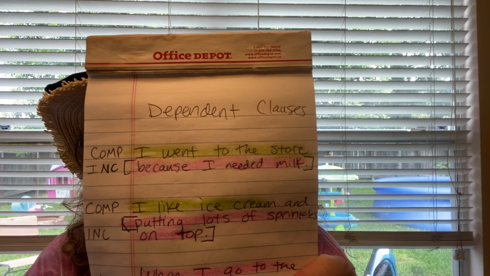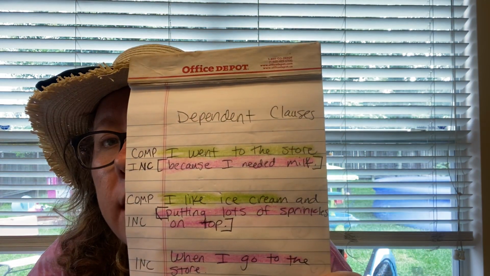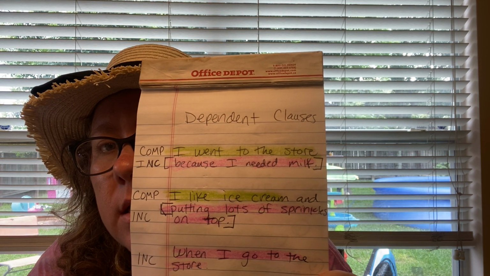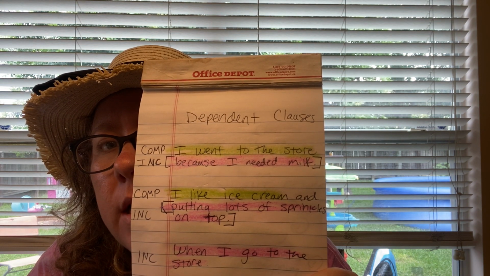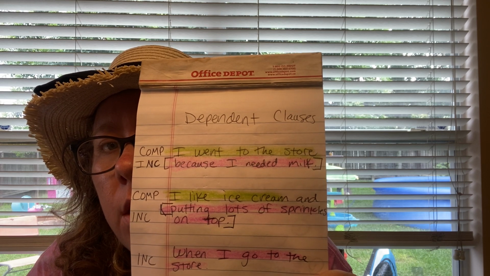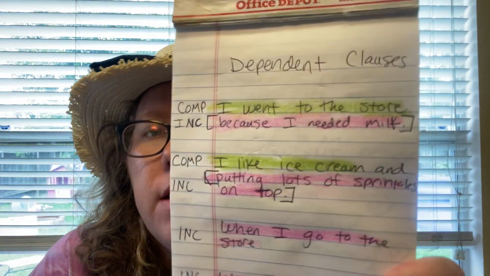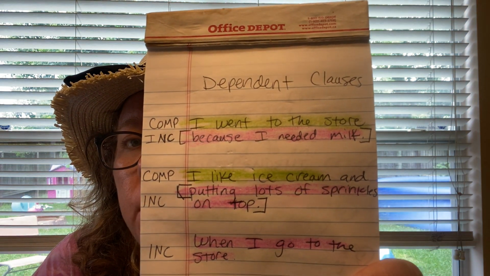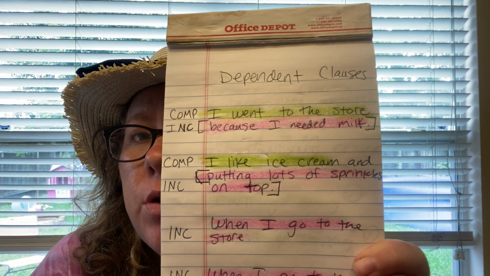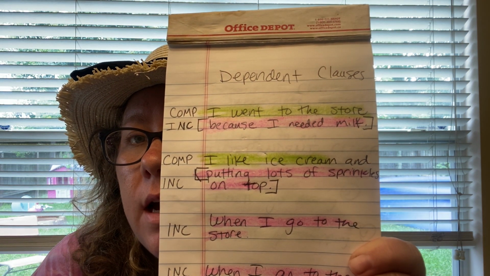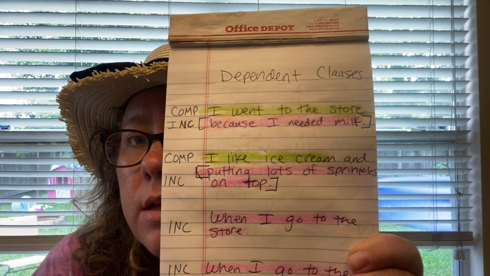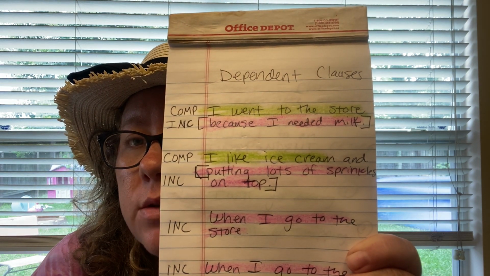So I have a couple more examples here. It says, I like ice cream. Who doesn't? I like ice cream and putting lots of sprinkles on top. Okay, so in the pink it says putting lots of sprinkles on top. If I just came up to you and said putting lots of sprinkles on top, you'd be like, what are you talking about, miss? That's crazy. It's an incomplete thought. If you connect it to what I have highlighted in green, I like ice cream and putting lots of sprinkles on it, then we have a complete sentence right there.